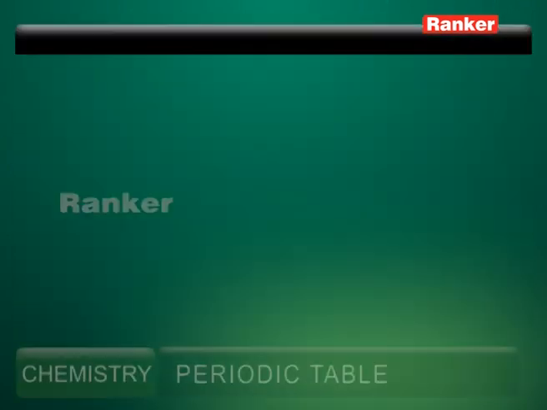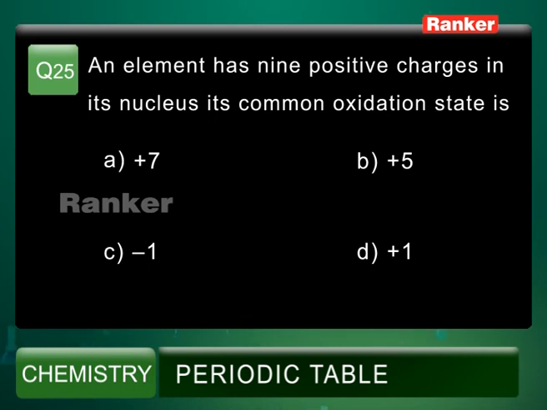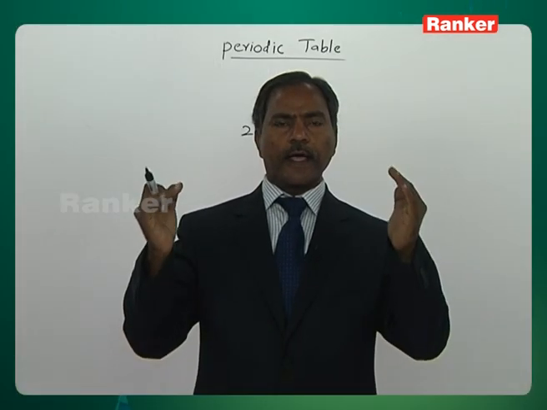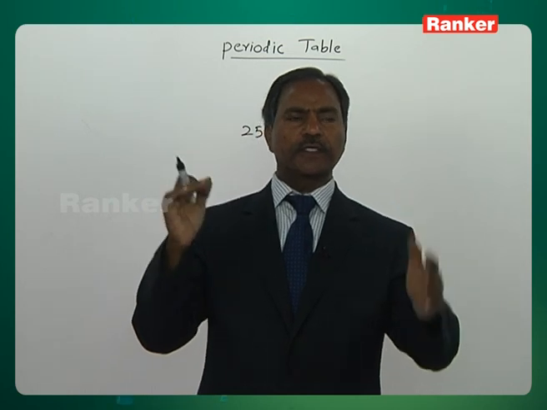Question number 25. An element has 9 positive charges in its nucleus. Its common oxidation state is? 9 positive charges means the number of protons is 9.